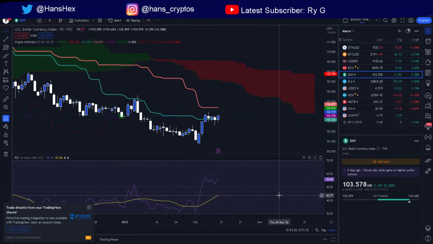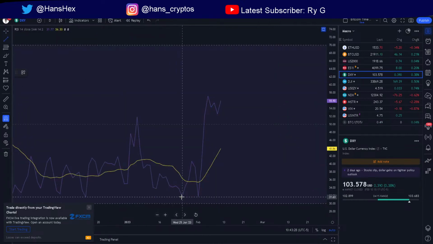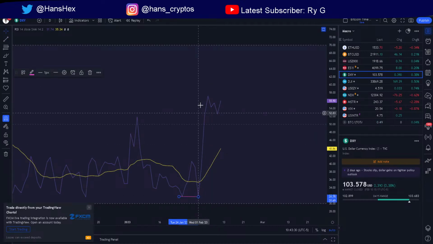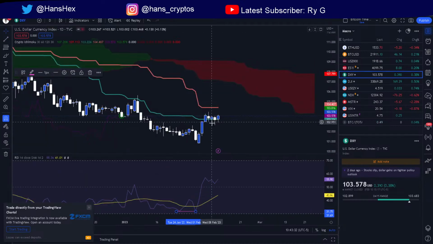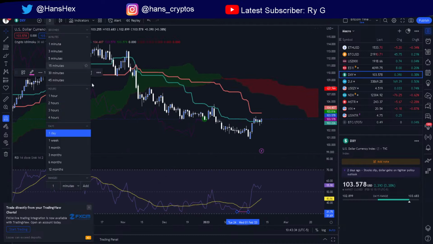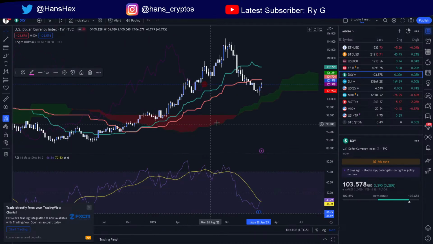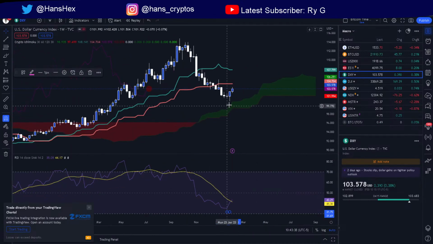We had bullish divergences down here actually for the dollar. So we can see a strong reversal now. A little bit of a bounce there. Let's check out the weekly. We're finding support on the Ichimoku cloud right now. Let's see how it reacts to these resistance lines above it now. So the dollar, a little bit of strength.